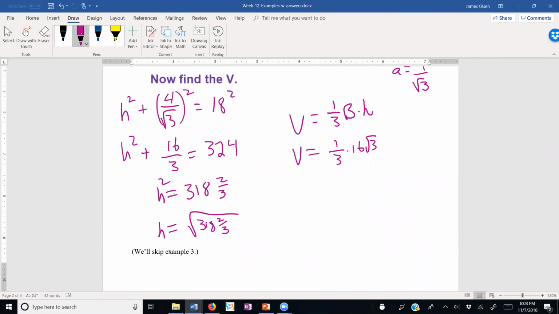And our height here is the square root of 318 and 2/3. And we run that into a calculator and we get volume equals 164.90 units cubed.